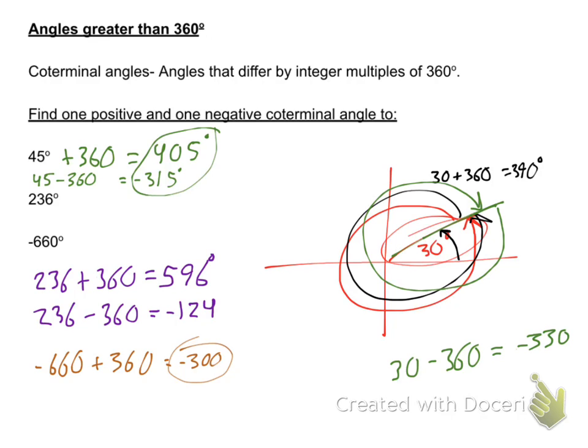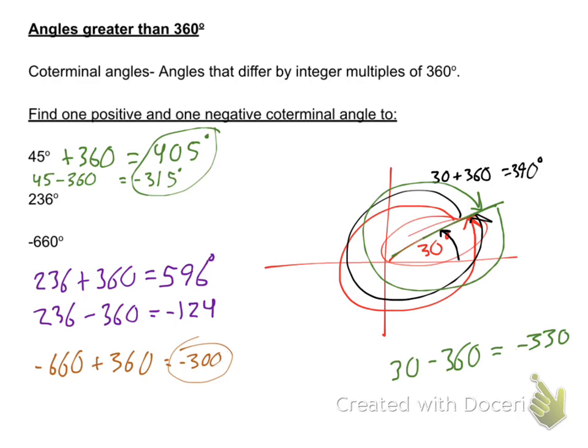So not every time are you going to both add 360 and subtract 360. You're going to use it to your advantage. So if it's a very large angle, you would subtract 360. One of those subtractions along the way can count as your positive coterminal angle. Make sure you circle it if I'm asking you to find them.